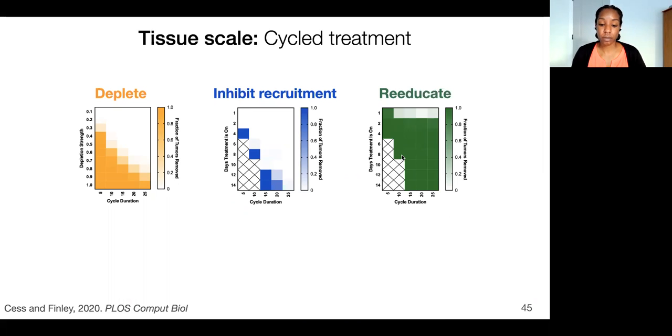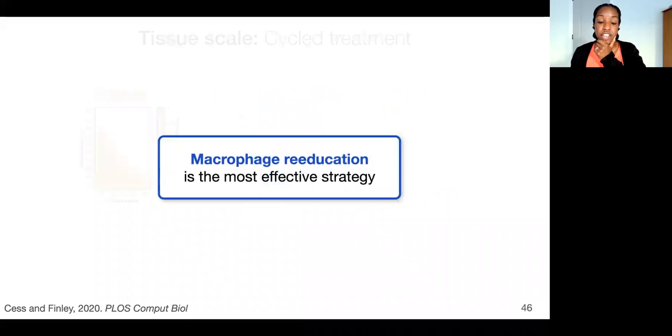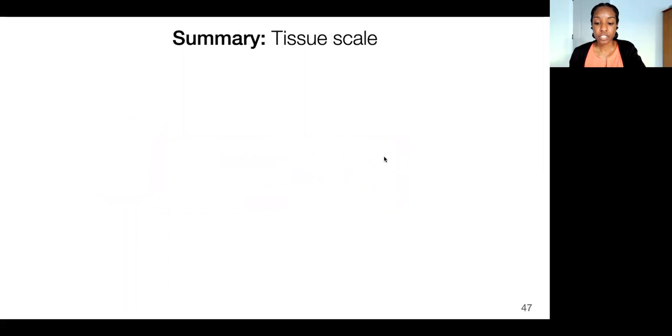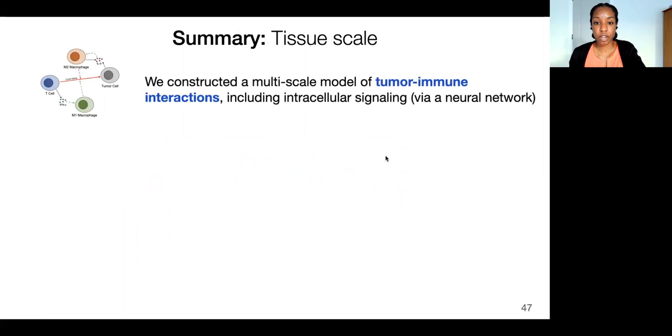So again, the macrophage re-education strategy is shown to be very effective in inhibiting tumor growth, controlling tumor size, doing that in a shorter period of time compared to other treatment strategies, and also improving the immune composition of the tumor tissue. So with that, let me just summarize this part of the talk.